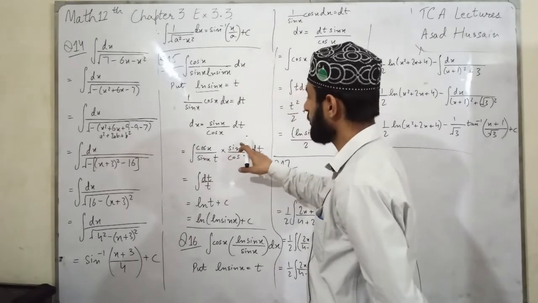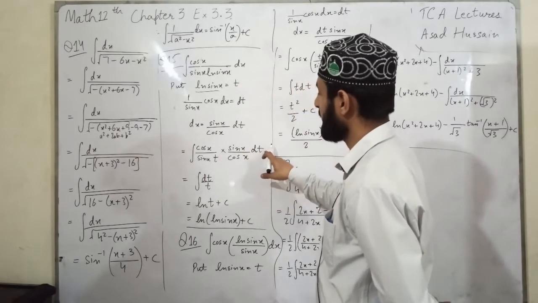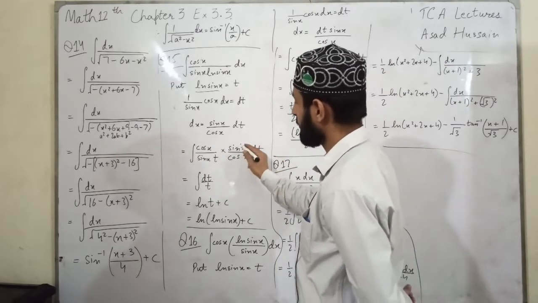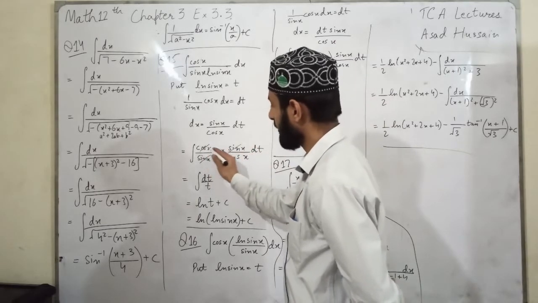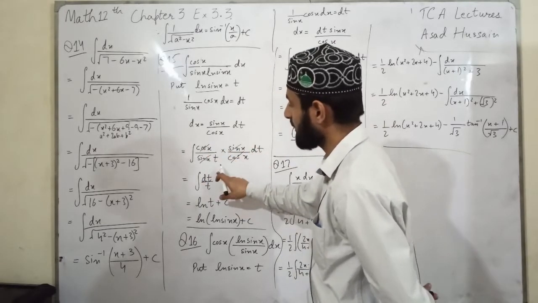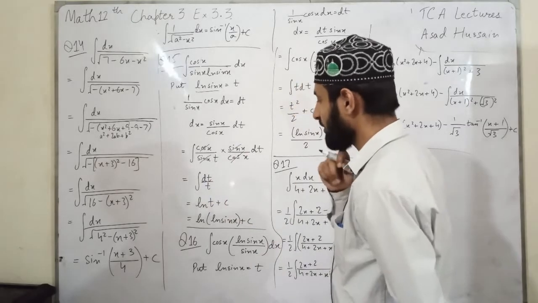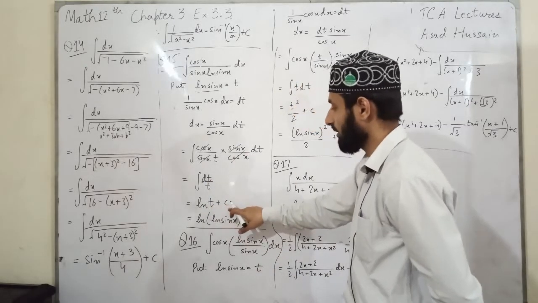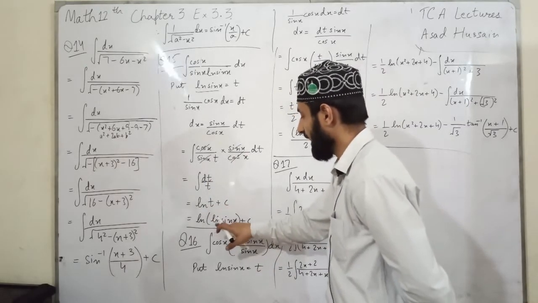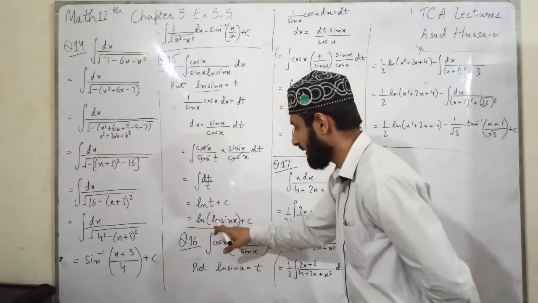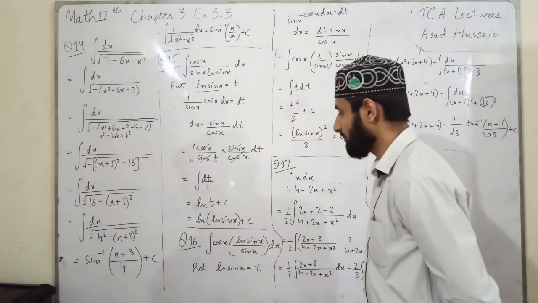t into sin x over cos x dt. Now sin x will be cancelled by sin x, cos x by cos x, we will get integral dt over t, which is equal to ln t plus c. Now putting the value of t, which is ln sin x, we get the answer ln sin x plus c.